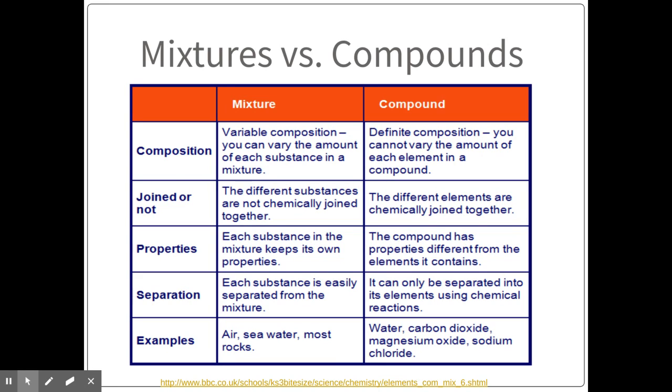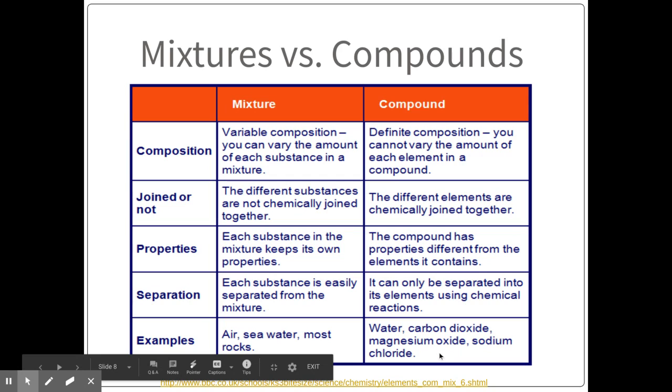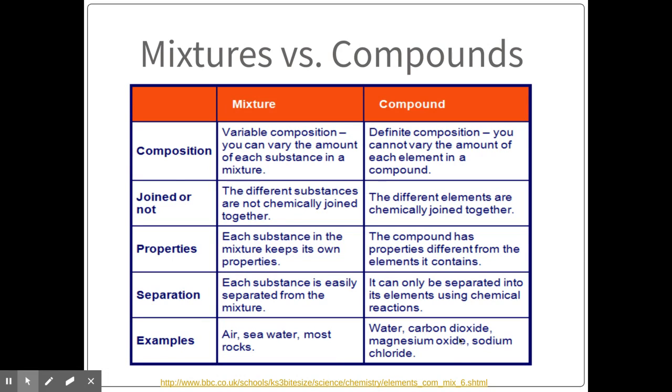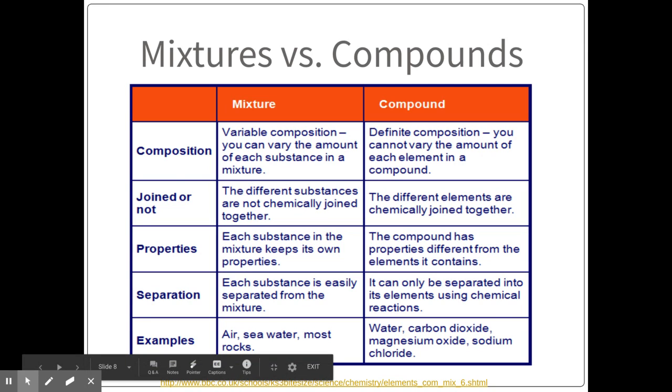Examples of mixture: we've got air, seawater, most rocks. Rocks are actually a mixture of different sand, bits of rocks, and other things that are going on around the same area. They mix together. It seems like it's like a chemical bond, but it's really not. And for the examples of a compound, you've got water, carbon dioxide, CO2.